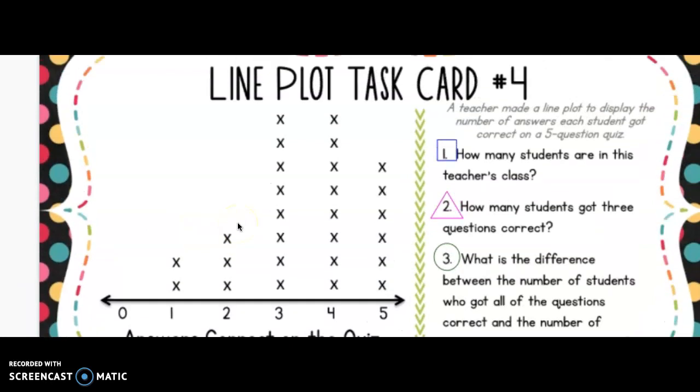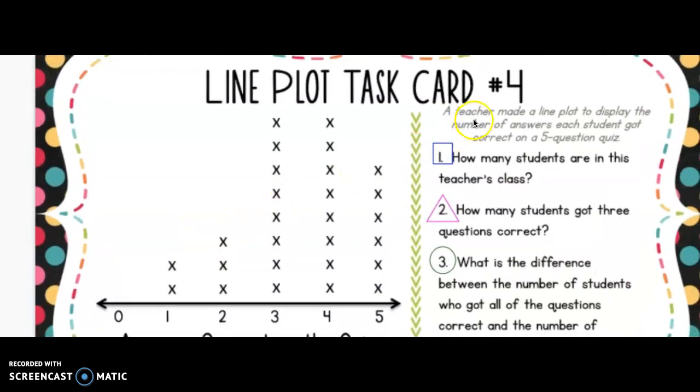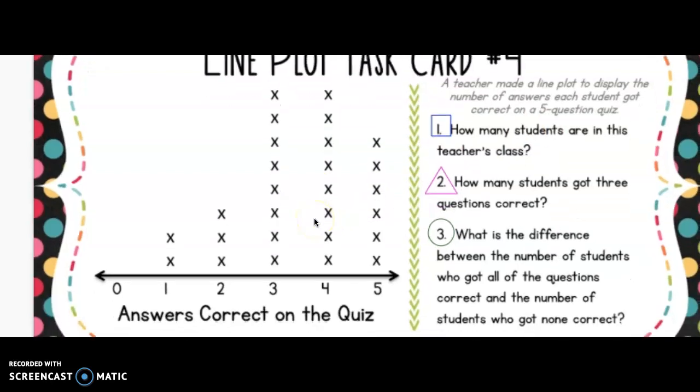And your last sample is a teacher made a line plot to display the number of answers each student got correct on a 5-question quiz. So this shows the answers correct on the quiz. This many students got all the answers correct. This many students got 0 correct. So that's good, right? Nobody got 0 answers correct on the quiz. You will answer the questions below.